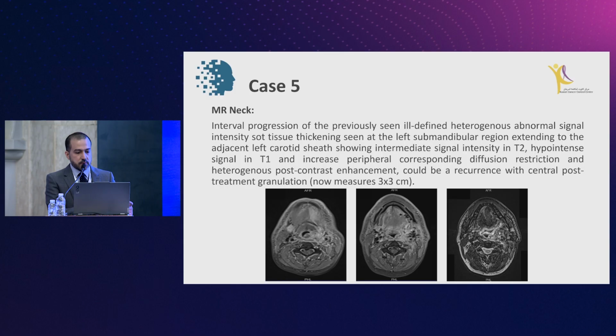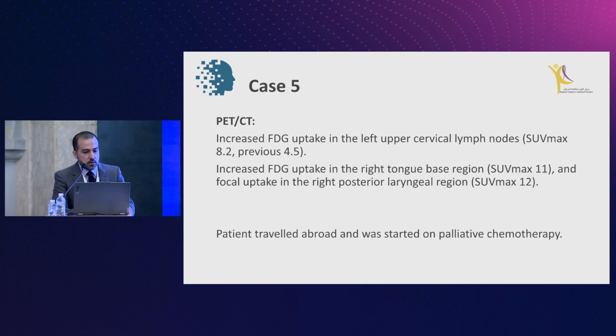On his repeat MRI, there is interval progression of the previously seen ill-defined heterogeneous abnormal signal intensity soft tissue thickening. Now it is encasing the carotid as well, and this is suspicious for disease recurrence. On the PET scan, there is also an increase in the FDG uptake to 8.2.